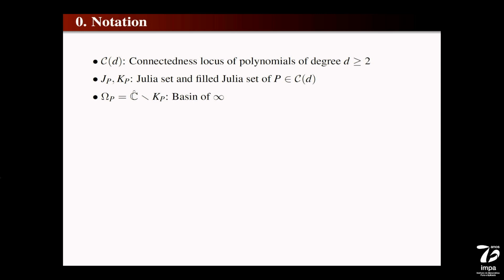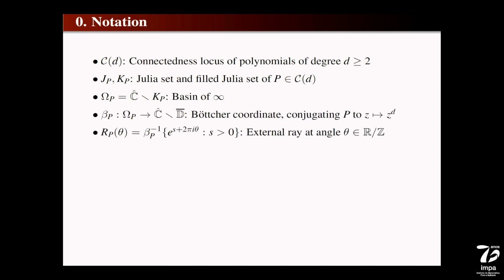C_D is the connectedness locus of polynomials of degree D. For a polynomial P, J_P and K_P, as usual, denote the Julia set and the filled Julia set. Omega_P is the basin of infinity, the complement of the filled Julia set. And phi_P is the Böttcher coordinate, mapping the basin of infinity to the exterior of the closed unit disk conformally and conjugating the action of the polynomial to the power map z goes to z to the D.